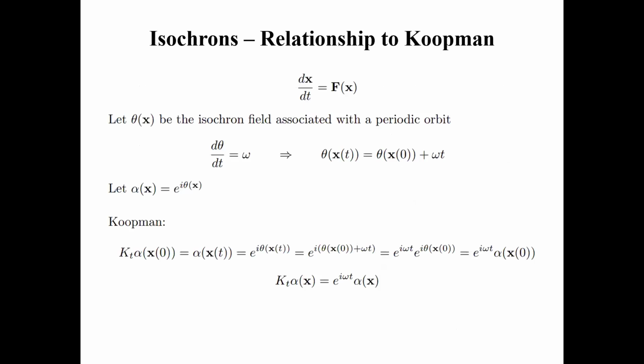Now, why am I talking about isochrons? Well, they're related to Koopman, as I think a lot of you know. Here's just my little way I understand it. So, dθ/dt equals omega, so you can solve for theta as a function of time. We let this function alpha be e to the i theta of x, and then I apply Koopman to that initial condition. And if I work through, I see that I get exactly alpha of x0 times e to the i omega t. So, alpha is an eigenfunction of the Koopman operator.